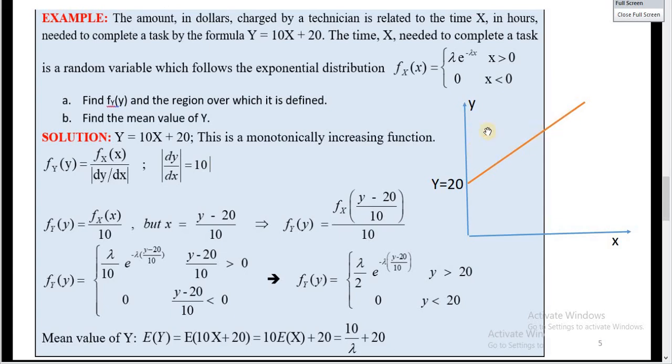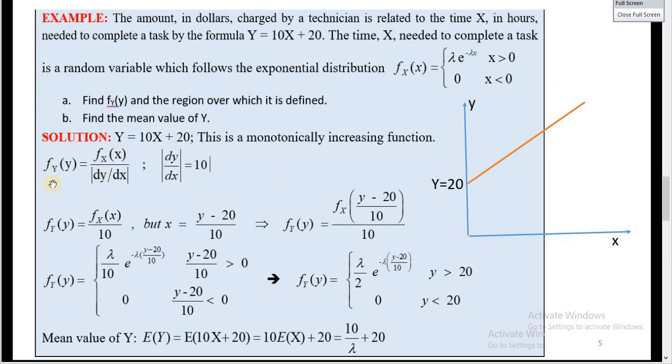Looking at the curve y equal 10x plus 20, it's a straight line, so it's a monotonic function. Its derivative is larger than 0. So all conditions which we impose on the transformation are applicable to this curve. We start by saying y equal 10x plus 20. This is a monotonically increasing function.